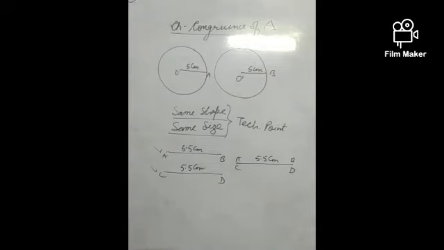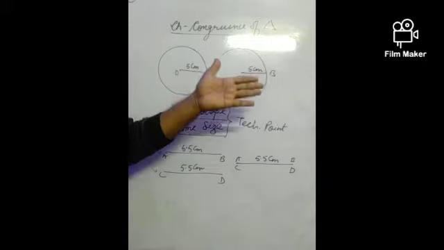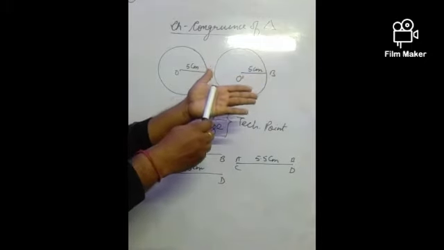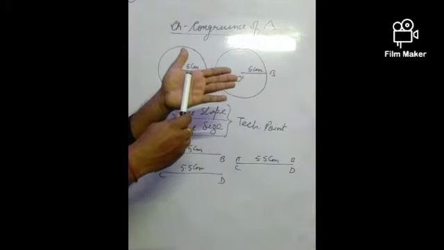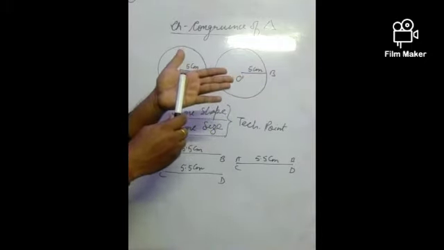Children, remember, a point, coinciding and overlapping, both are different. In case of overlapping, with two objects, one object may be larger than the other, or one object may be smaller than the other. Like my palm and this pen. If I am keeping it like this, it is an example of overlapping, only this much area is overlapping.